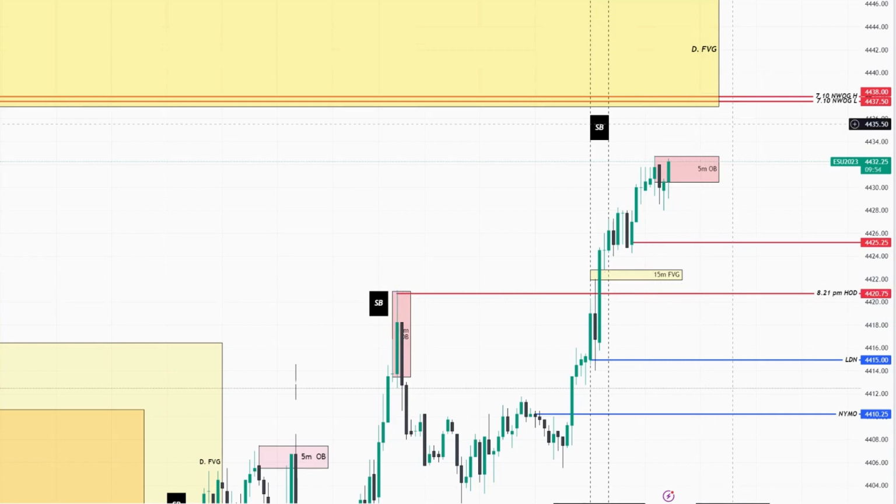Remember what happened on Monday? We went up, and then by the time we opened, we were already sinking like a rock. So I don't know if this is going to be an exact repeat, but these are the levels on the 15-minute. Let's look at the Renko next.